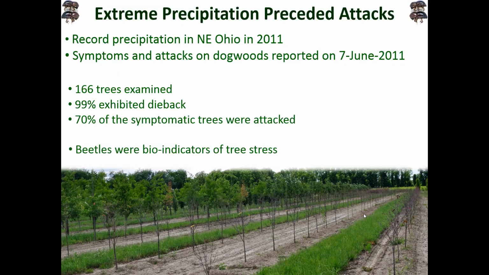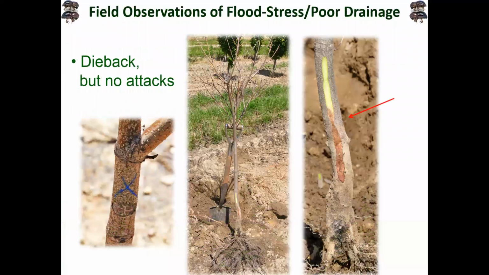So in other words, these ambrosia beetles were acting as bioindicators of tree stress. So they weren't responsible for the extreme dieback that you see here. For instance, this particular tree had dieback but no attacks. And when we looked at the vascular tissue, you can see this necrotic zone moving up from the roots.